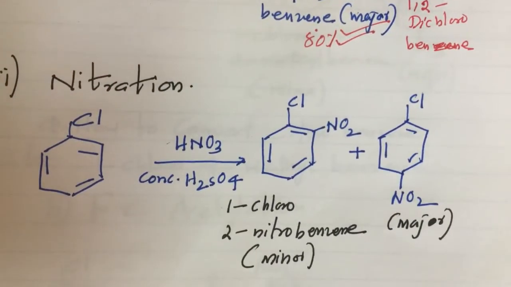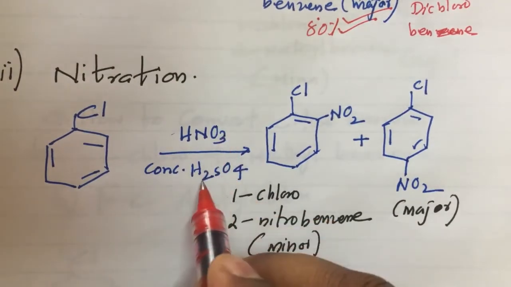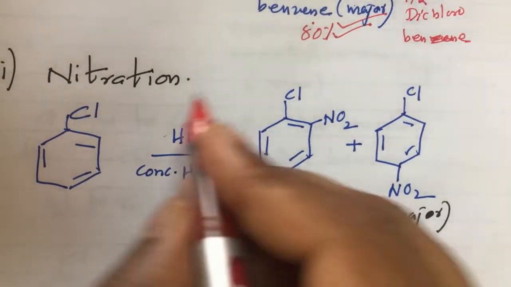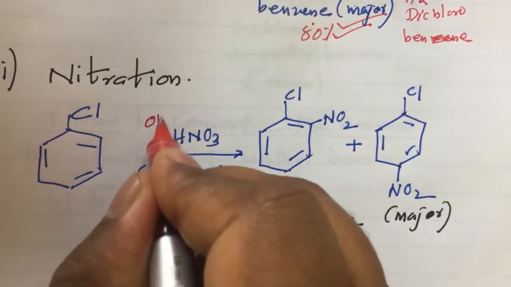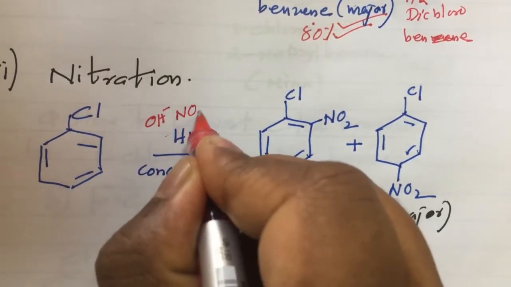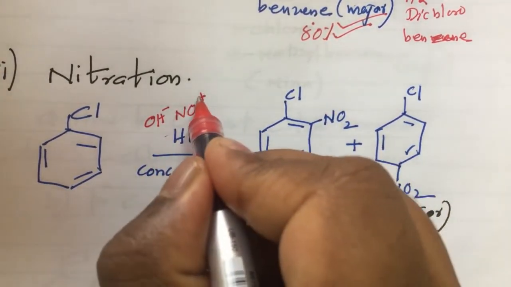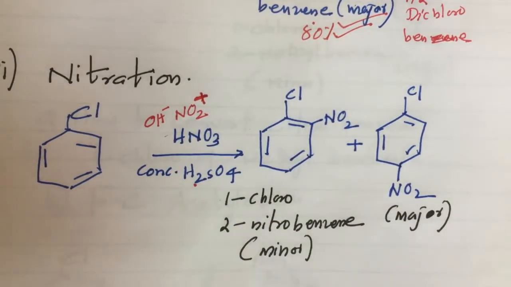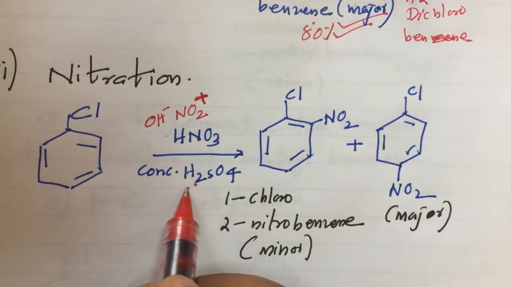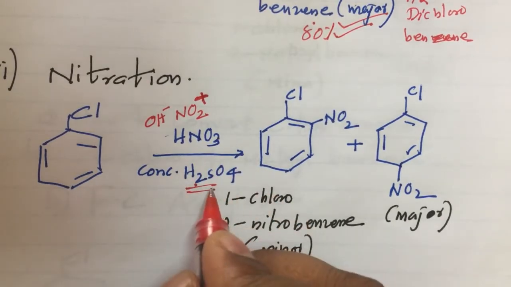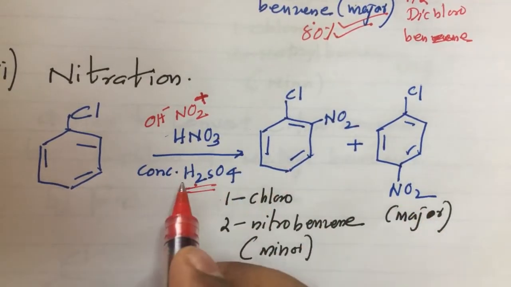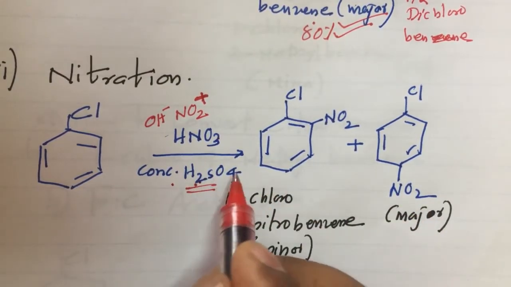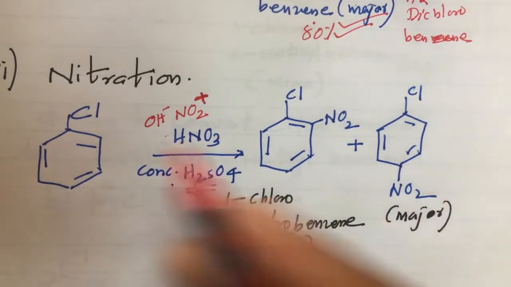And the next example is nitration. The nitrating mixture is HNO3 and sulfuric acid. HNO3 we can write like this: OH minus, NO2 plus. It's only a shortcut. The actual mechanism is very lengthy and it's not required now. The role of sulfuric acid is removal of water. Concentrated sulfuric acid can act as a dehydrating agent.